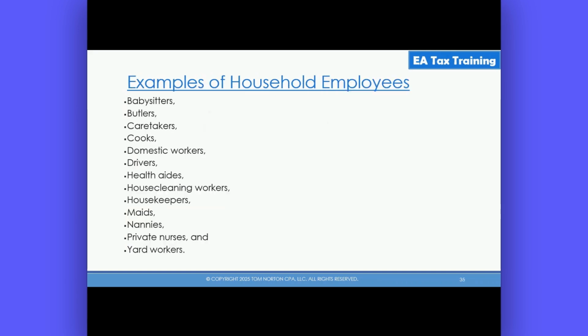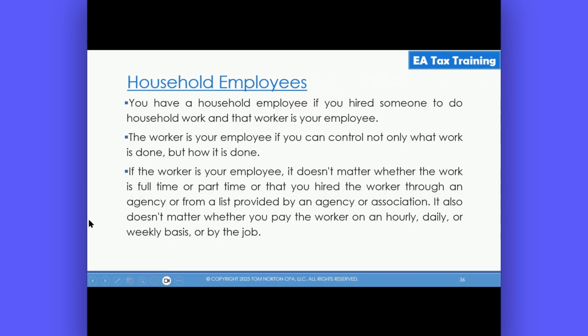So here are some examples of who might be a household employee. You can see there in the list: babysitters, butlers, caretakers, housekeepers, etc. When do you have a household employee? You have a household employee if you hired someone to do household work and that worker is your employee. That worker is your employee if you can control not only what work is done, but how it is done.